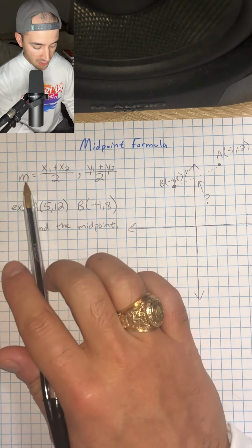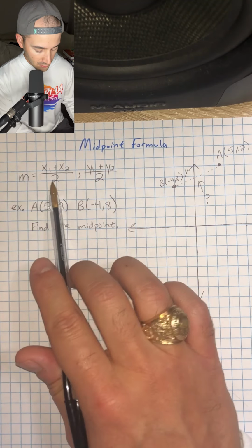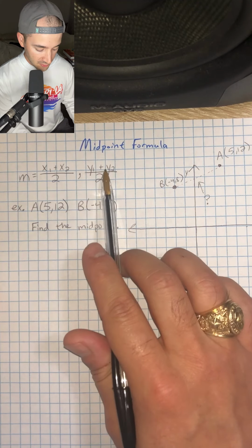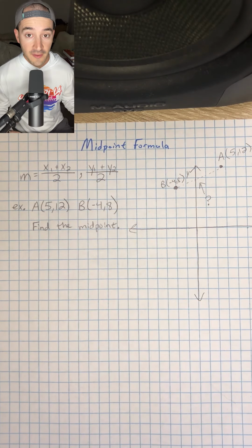So the way we do that is with the formula x1 plus x2 divided by 2, and then comma, and then our y value would be y1 plus y2 divided by 2. And so that gives us our x value and our y value for the midpoint between 2 points.